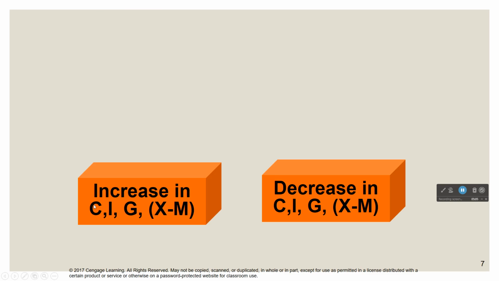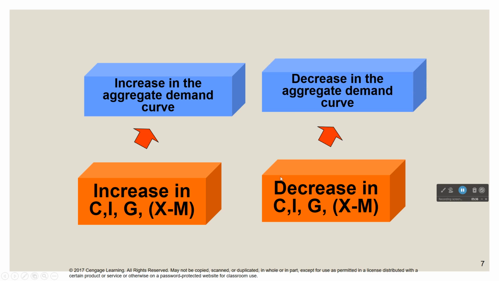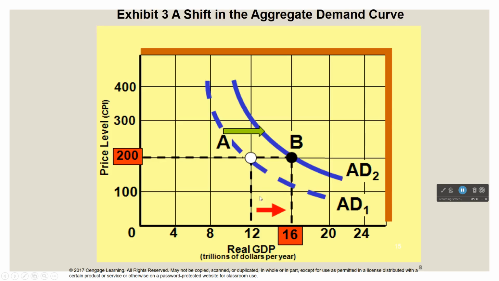So if we get an increase in C, I, G, or net exports, that will cause an increase in the aggregate demand curve. And as we'll see in the next slide, we're going to shift it to the right for an increase. If, on the other hand, C, I, G, or net exports decrease, say animal spirits decrease, that would cause a drop in investment spending. That would cause the aggregate demand curve to decrease, and we'll shift it to the left.